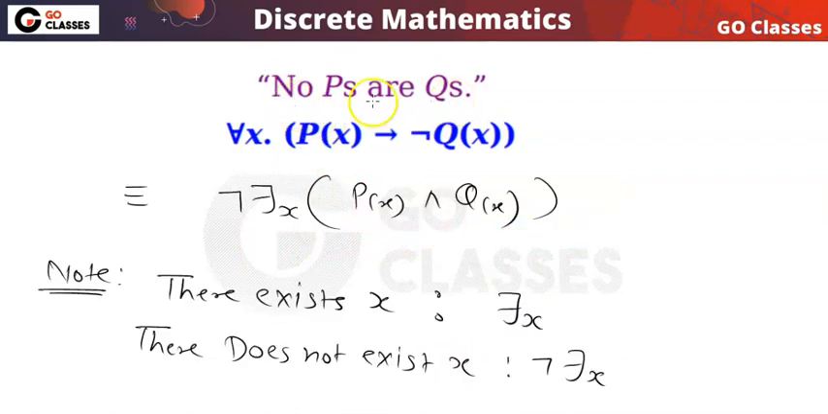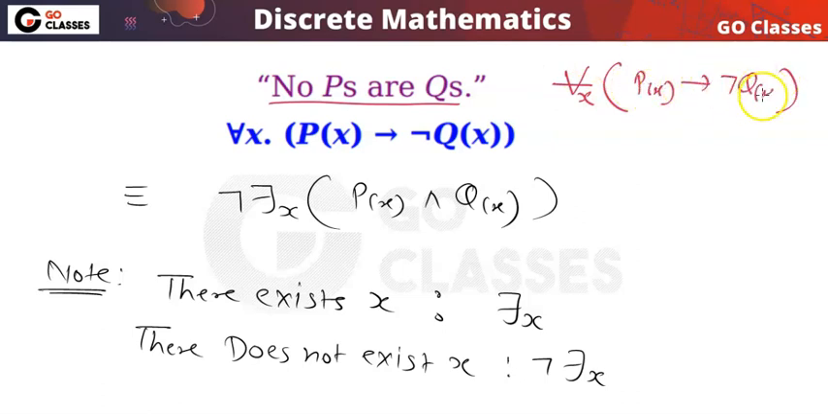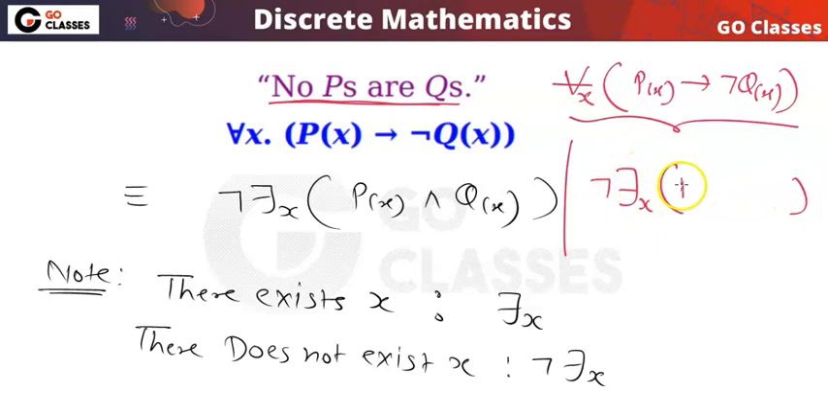Next, no P's are Q's. What does it mean? It means that for every x, if it is P then definitely it is not Q. So either we can write it like this, or we can say there is no P which is Q, that is, there does not exist any P which is Q. Both are equivalent, because you already know the negation of quantifiers. This expression is equivalent to that expression.